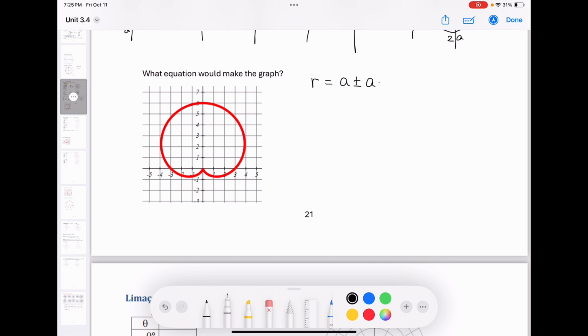So this is a sine theta, and is it positive or negative? The main part of my heart is on the positive x direction. Let's remove the negative sign. We have positive plus. What is the A? So A is the value here, 3. And this is 2A, 6. Yes, good job. R is equal to 3 plus 3 sine theta.